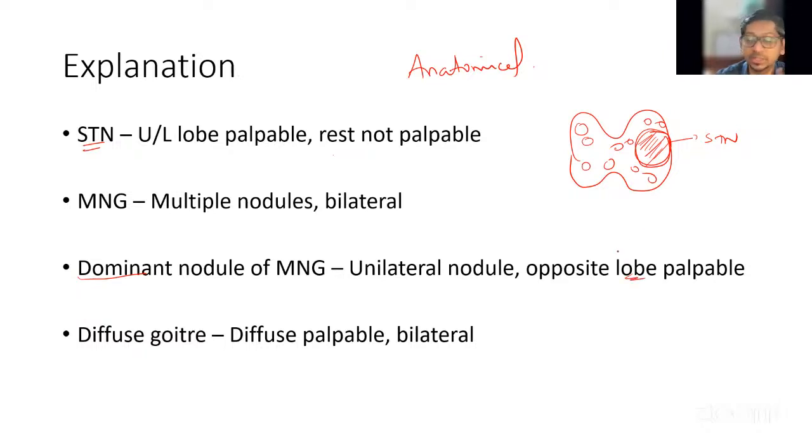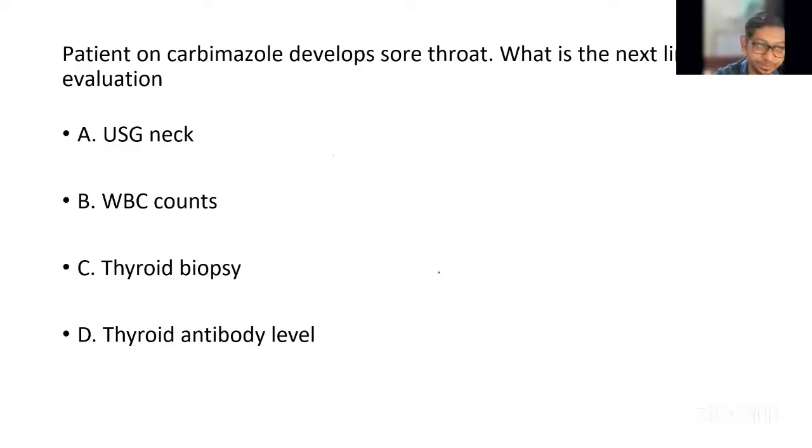So that is a dominant nodule of a multinodular goiter. Diffuse goiter, of course, we know Graves' disease, physiological goiter, diffusely palpable. Both lobes are palpable. It's like a butterfly-shaped gland that is known as a diffuse goiter. It's a very straightforward question, but a very basic principle that they have asked.